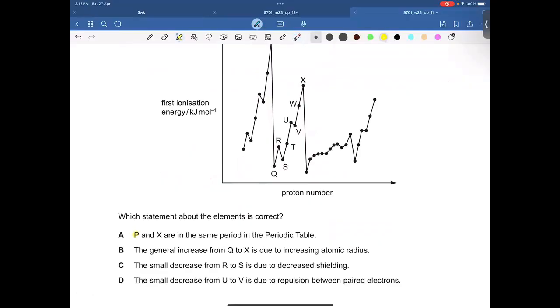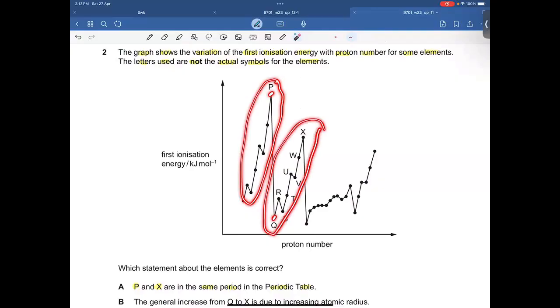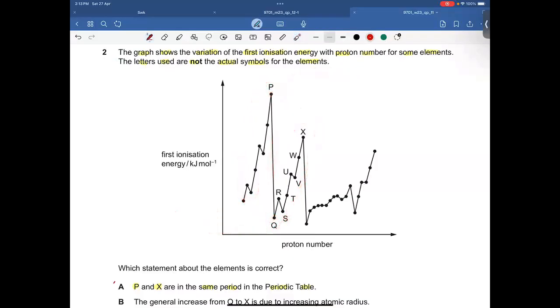P and Q are in the same period of the periodic table. This is P, which is found in period 2 of the periodic table. This is Q, which is found in period 3 of the periodic table. This must be in period 3, which means they are not found in the same period. So obviously A is an incorrect option.